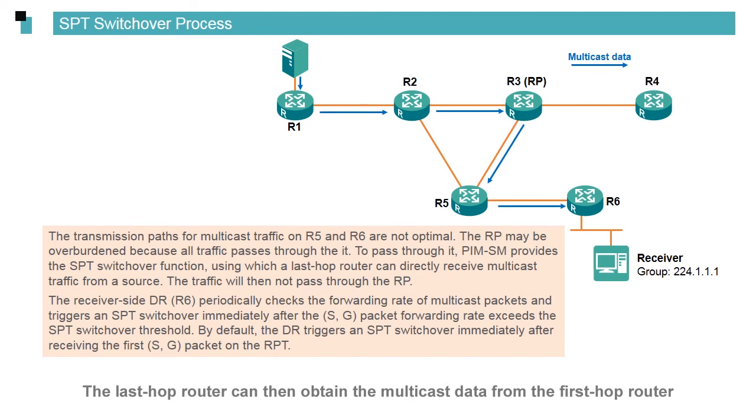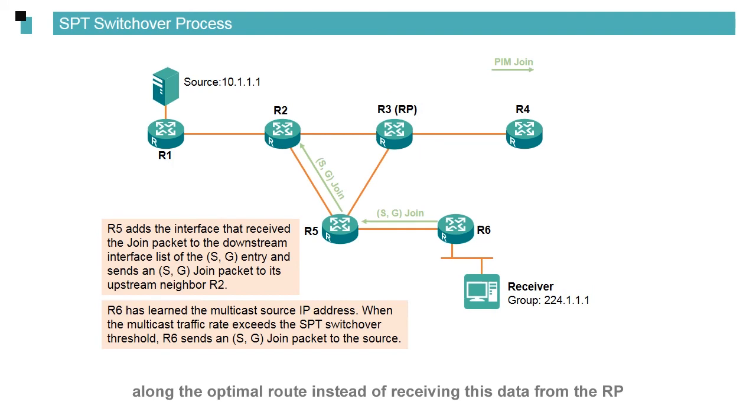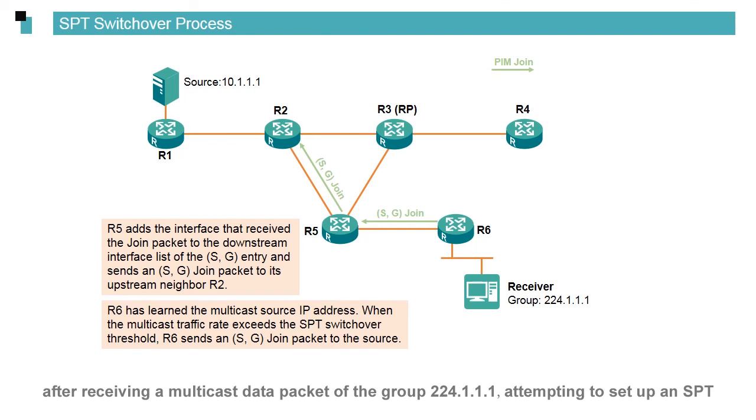The last hop router can then obtain the multicast data from the first hop router along the optimal route instead of receiving this data from the RP. The last hop router R6 sends a PIM join packet of (10.1.1.1, 224.1.1.1) to the source immediately after receiving a multicast data packet of the group 224.1.1.1, attempting to set up an SPT.